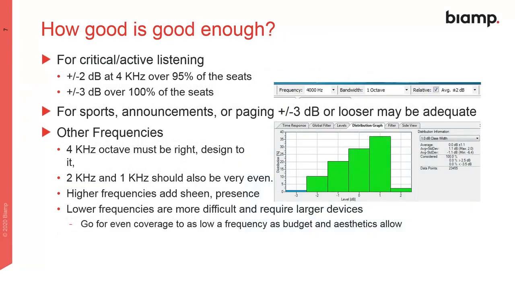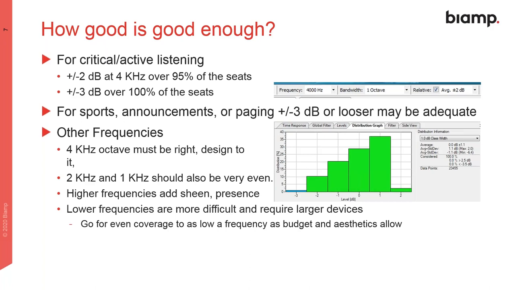So how good is good enough? For critical and active listening, I like to go for plus minus 2 dB at 4 kilohertz over 95% of the seats. People have different criteria they like for that, but that's what I've used for many years, and been successful for me. And then plus and minus 3 dB over 100% of the seats. Only 5% of the seats will drop either below or above that target level.